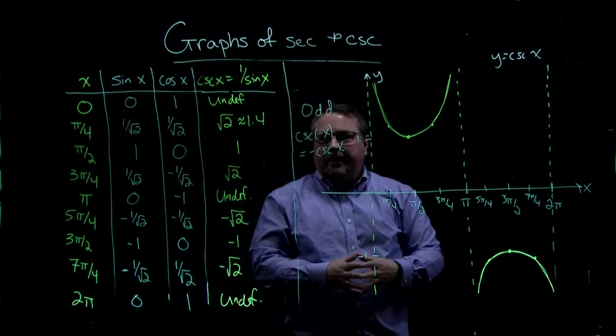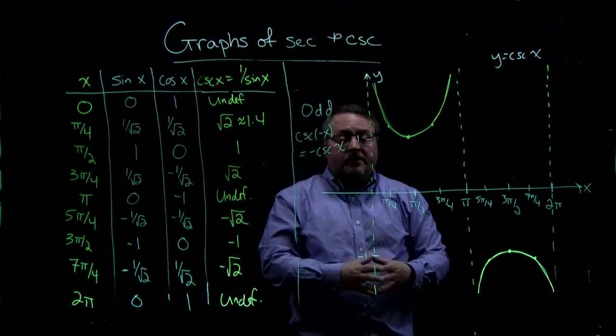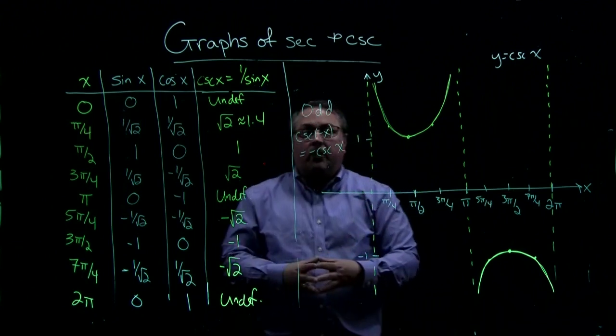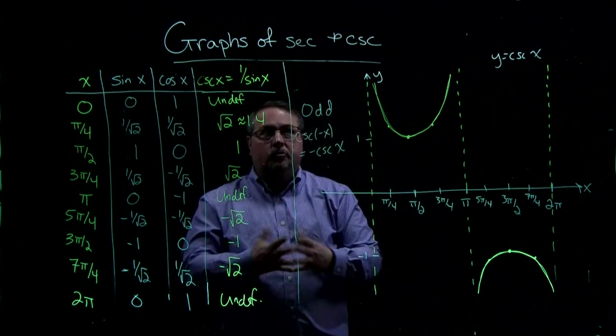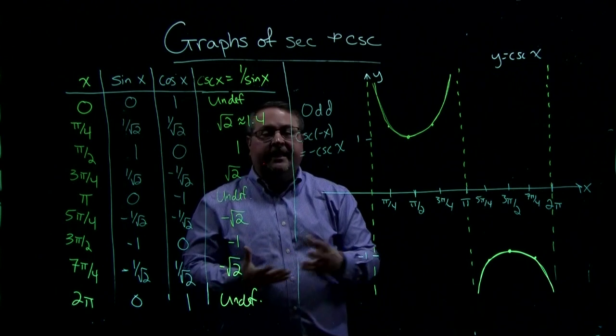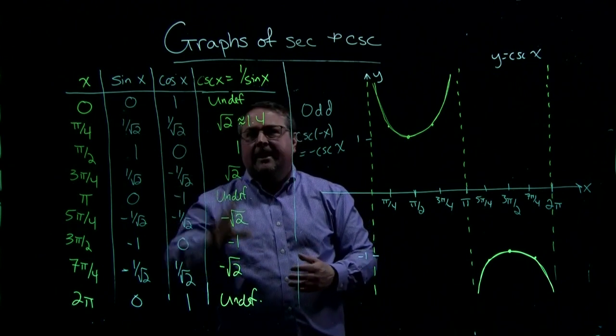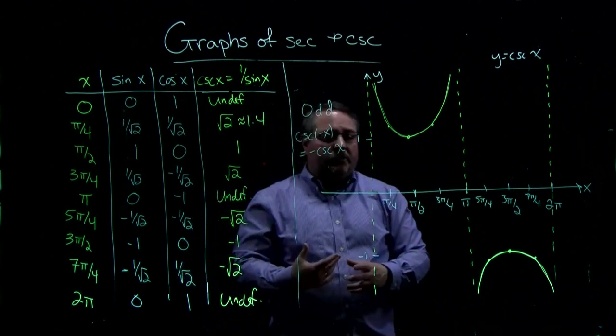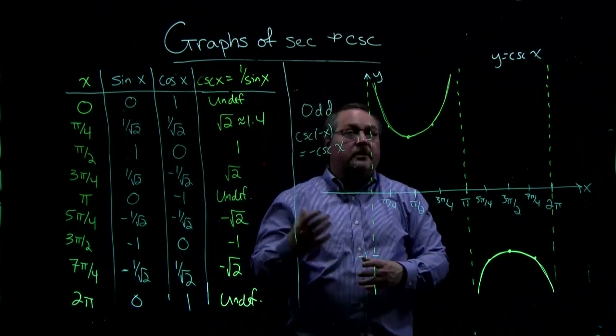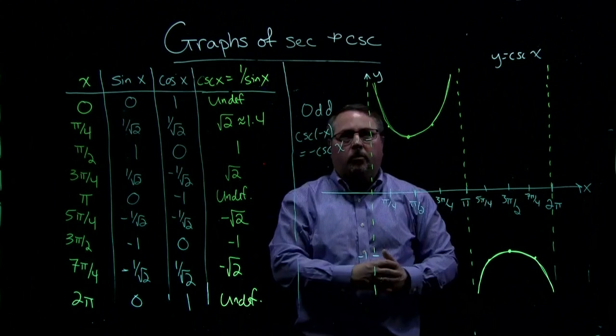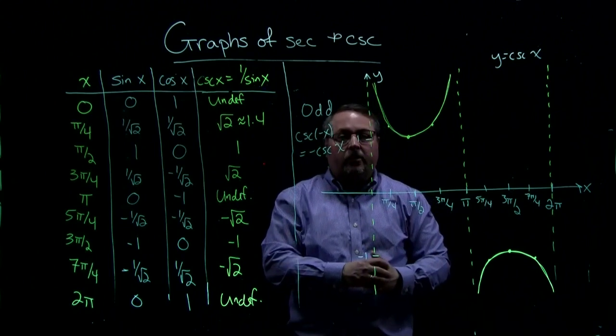Okay, so that's the basic video for secant and cosecant. In a future video, we'll talk about how to do a manipulation of secant and cosecant. And it's really straightforward if you can do a manipulation of a sine and cosine graph, because then you can just take reciprocals, plot points, and then remember the overall shape of a secant or cosecant graph.